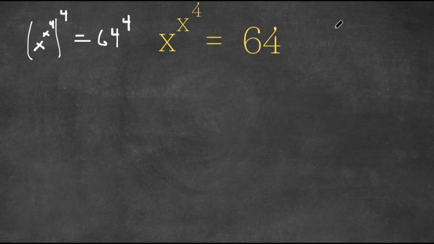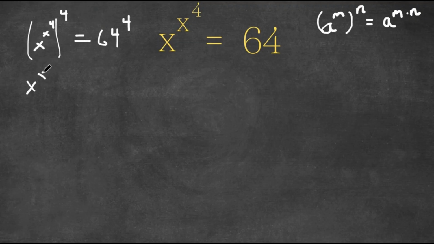So remember, a property of exponents is that if we have something a to the power of m to the power of n, this can also be written as a to the power of m times n. So x to the power of x to the power of 4 to the power of 4 can also be written as x to the power of x to the power of 4 times 4. And this equals 64 to the power of 4.